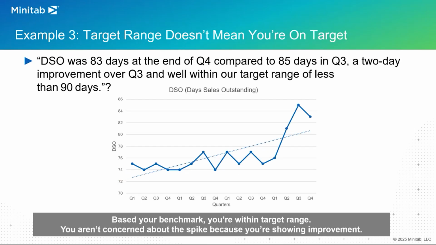And here's the last example. "DSOs was 83 days at the end of Q4 compared to 85, a 2-day improvement over Q3, and well within our target range of less than 90 days." So we talked about benchmarking. Here's a CFO that's saying our benchmark is 90. We're well below 90. And we're not really concerned about the spike because we are well below 90. And on top of that, we feel even better because where we spiked to 85, we've come down to 83. So everything is on track.